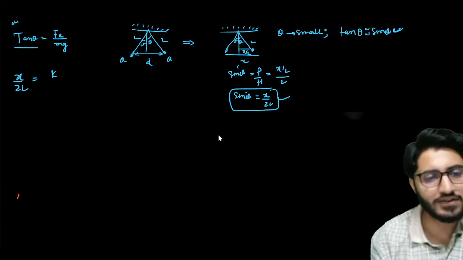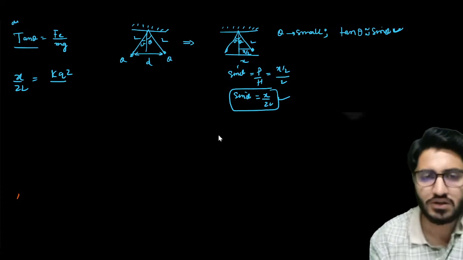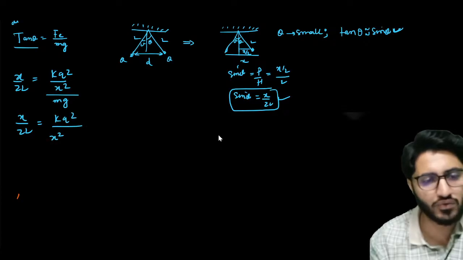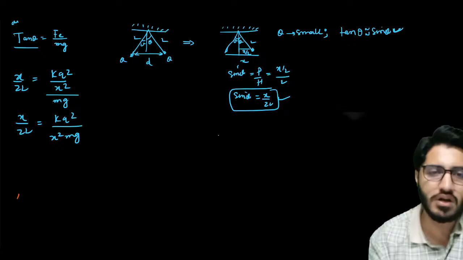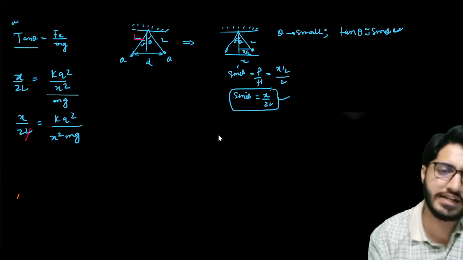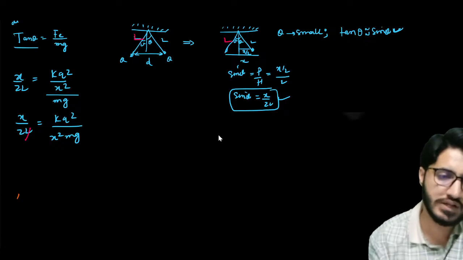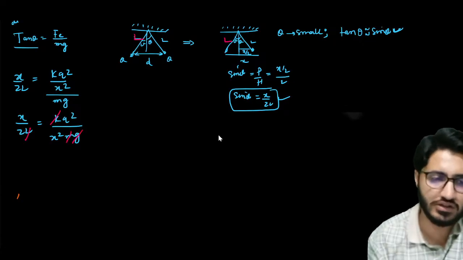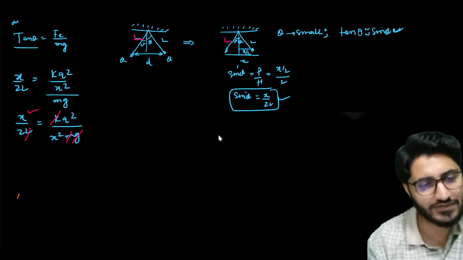What is Fe? It is kq square divided by x square, whole divided by mg. Okay. So x by 2l is equal to kq square whole divided by x square mg. Look, the length of this is constant. Now it doesn't get changed. K is constant. Mass is constant. Only g is constant. No. So I guess x is variable, q is variable.